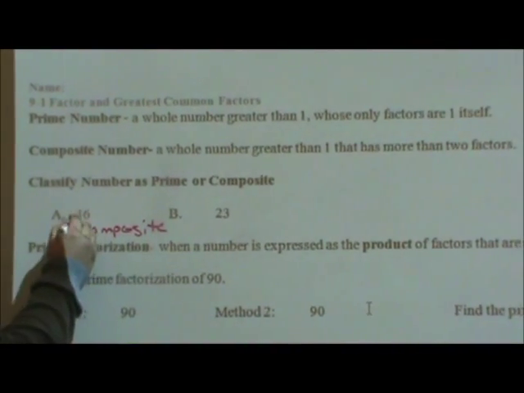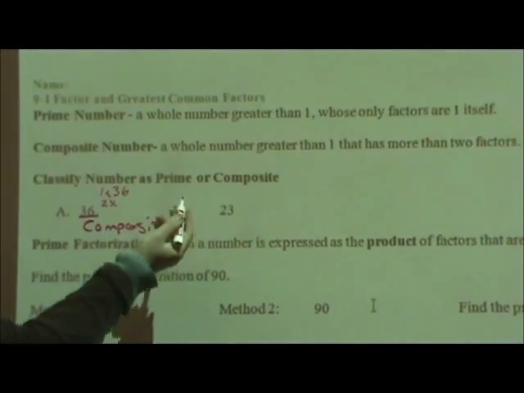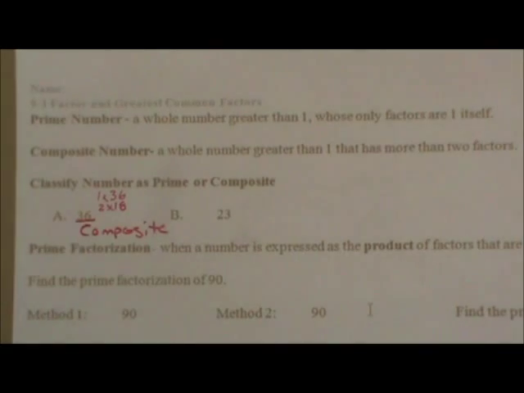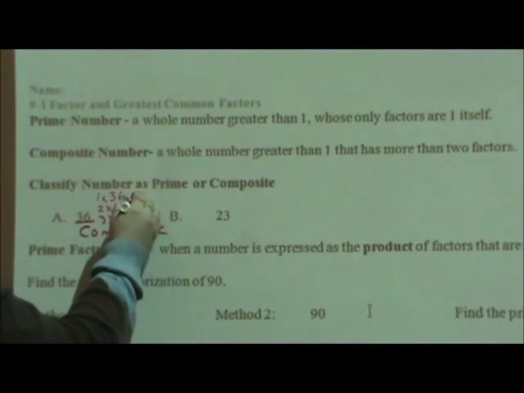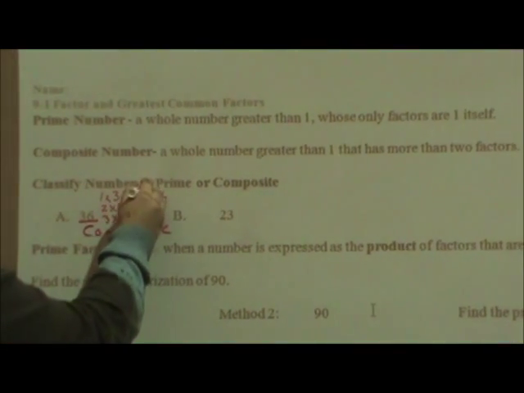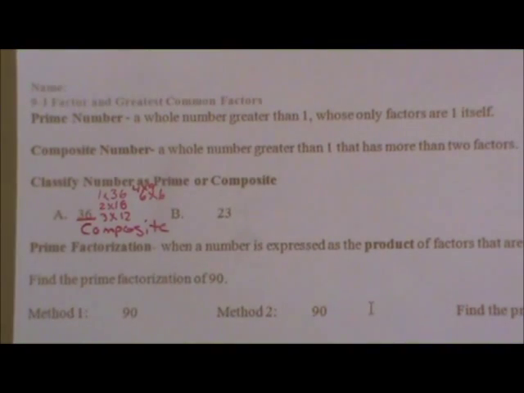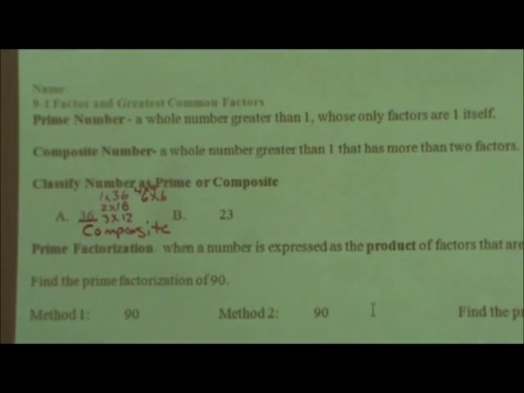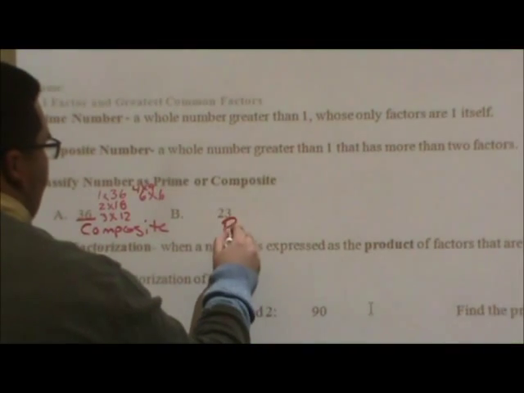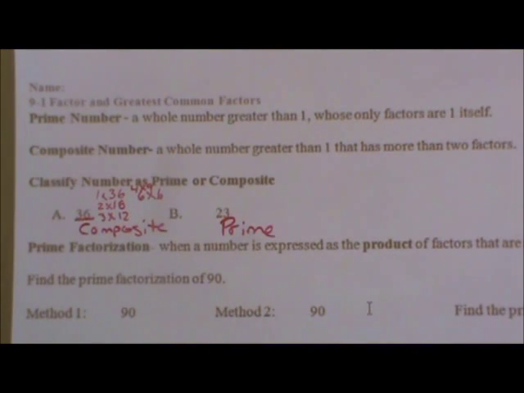And the reason, 36, we know we got 1 and 36, 2 and 18, and we can keep going down the line. 3 and 12, 6 and 6, 9 and 4, and you can see we have plenty of factors there. We know it's composite. For letter B, 23, we think about it, 23. All we got is 23 times 1, so we know it's a prime number. And that's pretty basic, going back to what you've learned in elementary school.